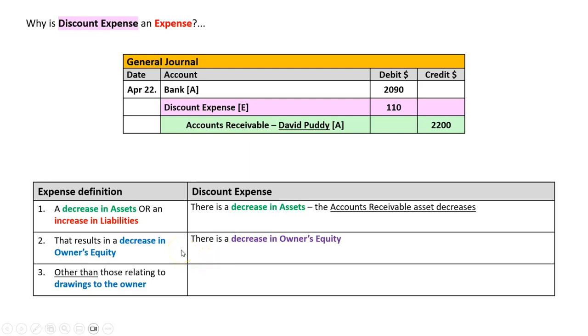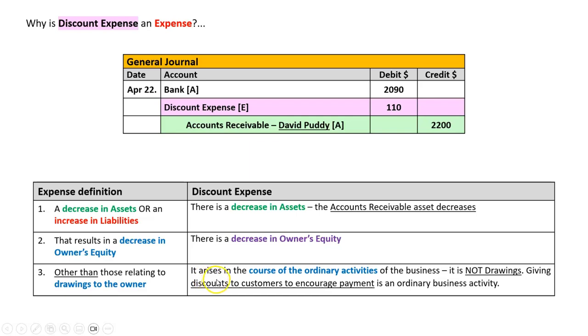What else can we say? And we can say it's got nothing to do with drawings by the owner. It's something that happens in the course of the ordinary activities of the business. It is not drawings. Giving discounts to customers encourages payment. It's just an ordinary thing that businesses do. It's not a transaction between the owner and the business like drawings.